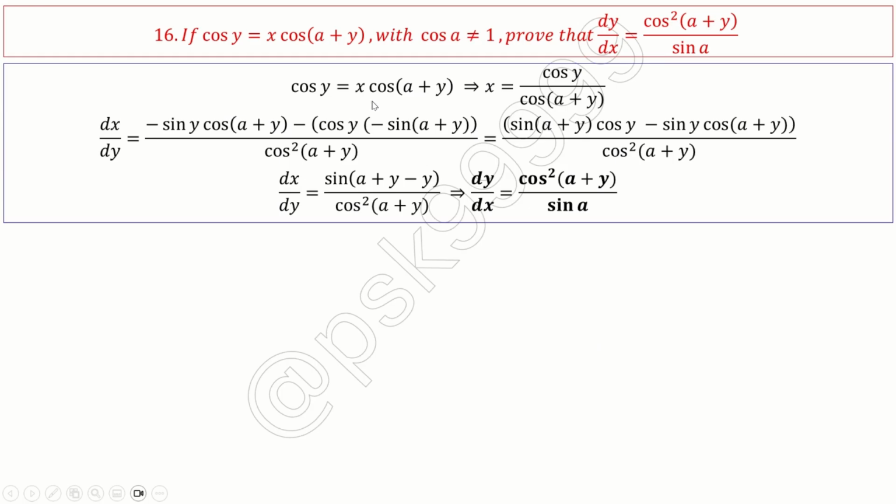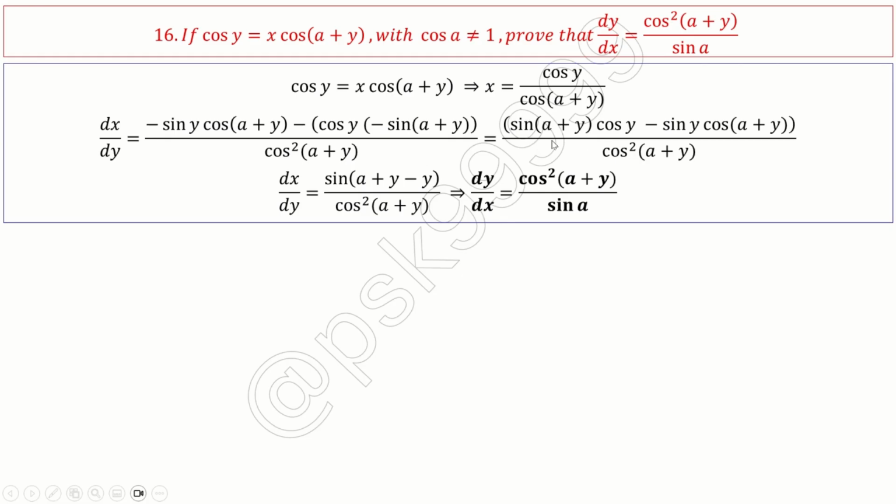Cos y equal to x times cos(a plus y). So x is equal to cos y by cos(a plus y). Now x is defined in terms of y. Very simple way, correct? So now you do dx by dy. Dx by dy is nothing but minus sin y into cos(a plus y) minus cos y into minus sin(a plus y), divided by cos square(a plus y).